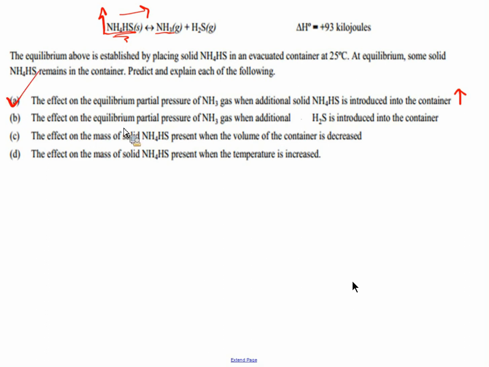B, the effect on the equilibrium partial pressure of NH3 when additional H2S is added. I apologize for the word solid. So I'm adding more of this, add away. So that means this goes up, but what must have happened to NH3? It has to go down. Okay, letter C. Now we're talking about NH4HS. So what's the effect on the mass of this present when the volume of the container is decreased? Volume of the container is decreased is another way of saying what?